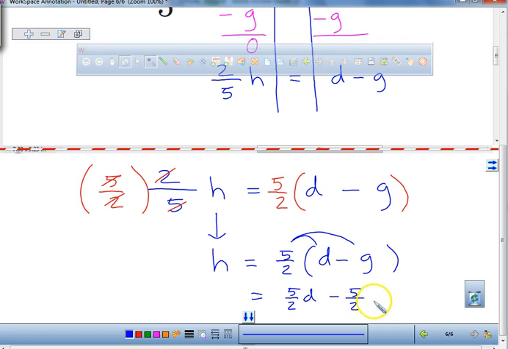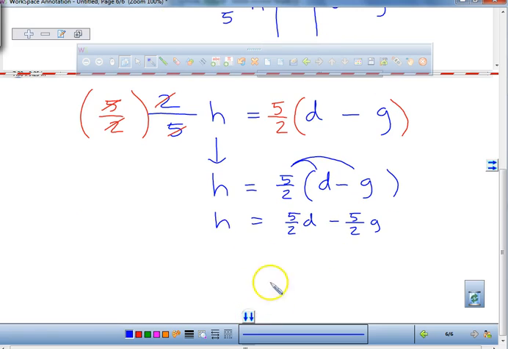Stop laughing at the fraction. It's not that funny, okay? I'm just saying. You wouldn't want to be laughed at if you were a fraction that was 5 over 2. You would want to be accepted, okay?